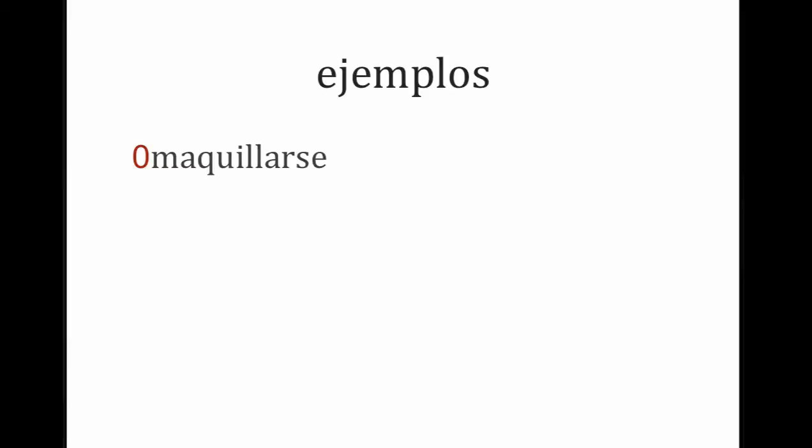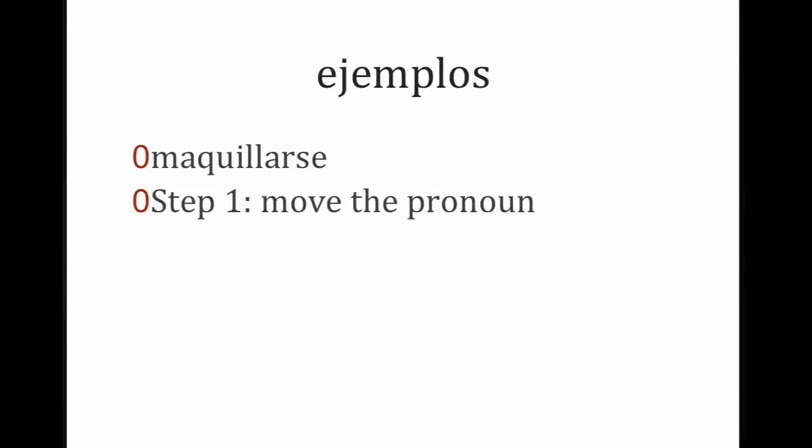Okay. So what you just saw was a video of me putting makeup on myself. So it's reflexive. I was doing it to myself. Here is the verb for to put on makeup, maquillarse. Now the first step in the process is to move the pronoun. Because we're conjugating the verb, it's the only verb in our sentence. We're just going to say, I put makeup on myself. So let's move the pronoun to the front of our sentence, se maquillar.